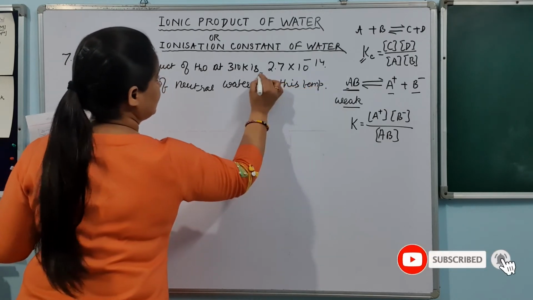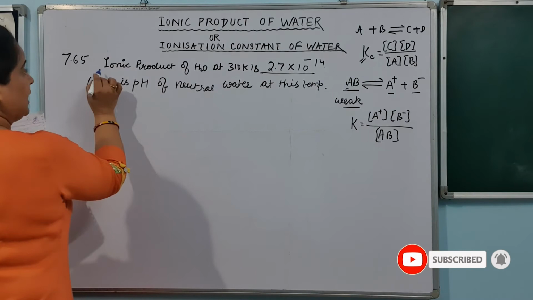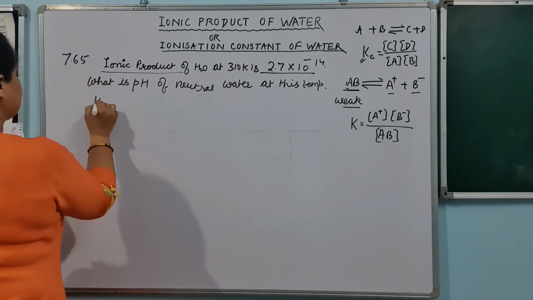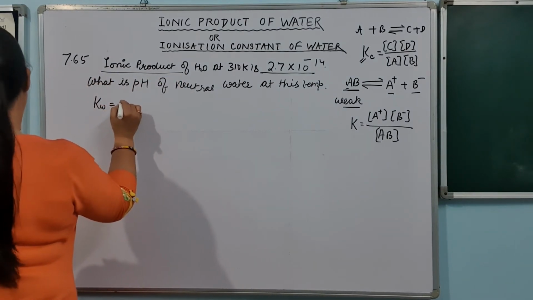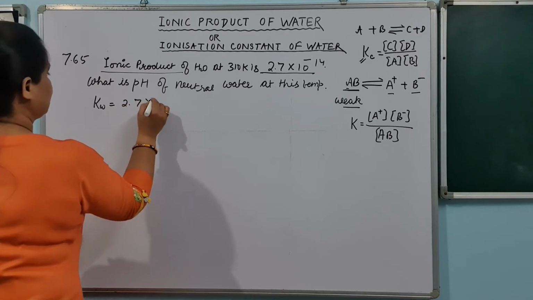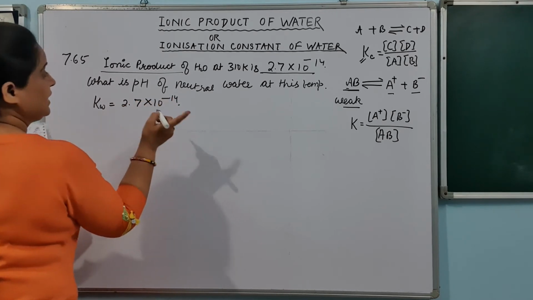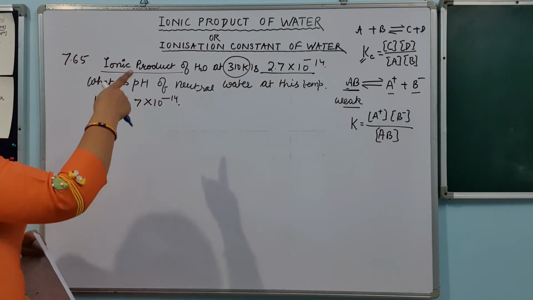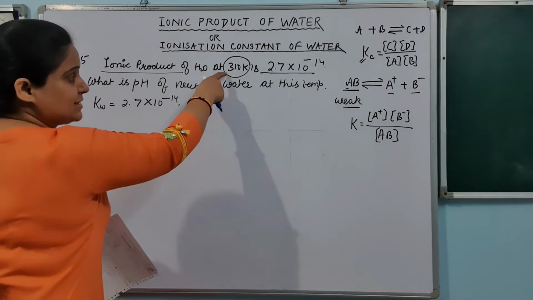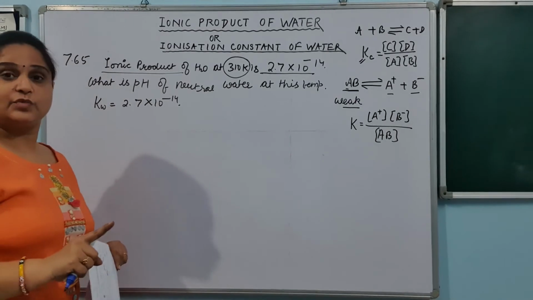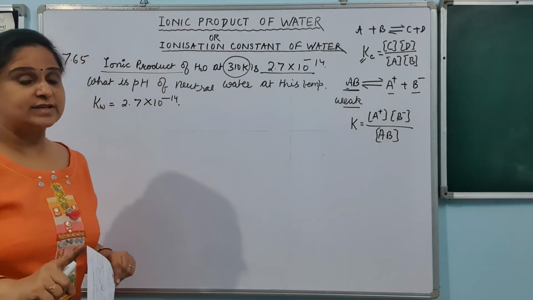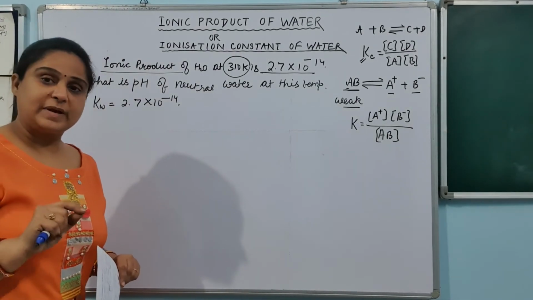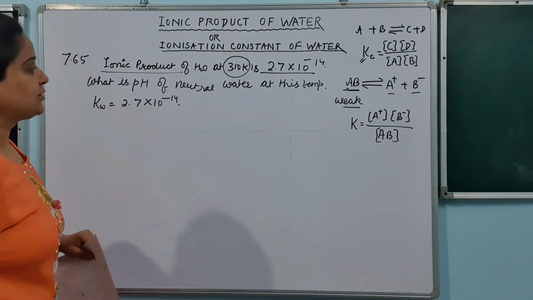Okay, so you are given the ionic product of water, that is Kw. What is that? 2.7 into 10 raised to power minus 14. As I told you, temperature plays a very important role. You can see the ionic product of water is increased here. Ionic product of water at 25 degrees Celsius, what is given to you? It is 10 raised to power minus 14. So it has been increased here, you can see.